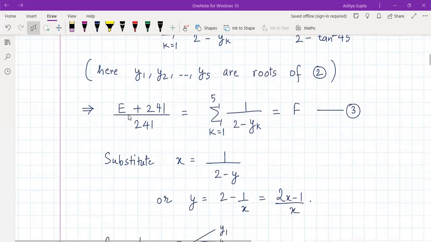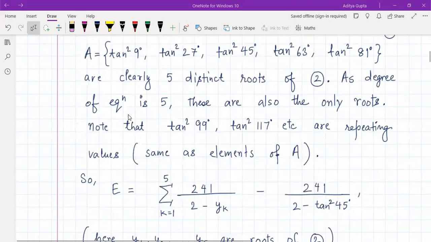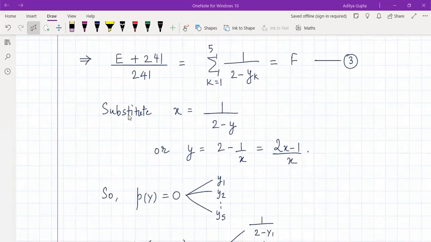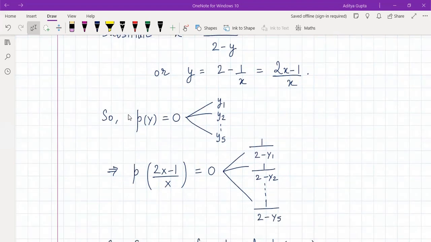So what we are doing is we are substituting x equals to 1 upon 2 minus y in the original equation number 2. What that does is we get y is equal to this value, right? Look, P of y is equal to 0 had the roots y1, y2, y3, y4, y5. When I substitute x equal to this thing, its roots will become 1 upon 2 minus y1, 1 upon 2 minus y2, 1 upon 2 minus still y5, right?